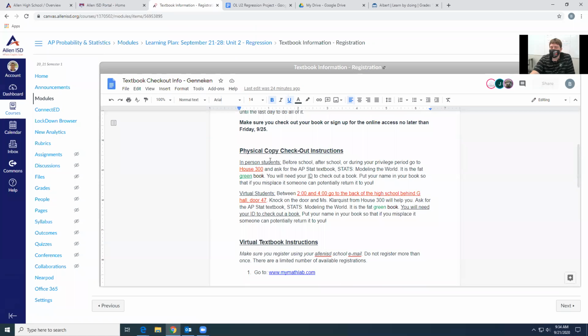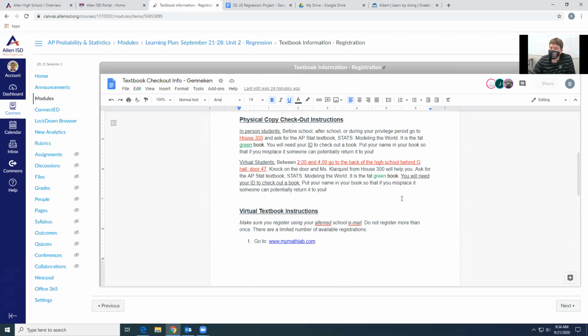If you want a physical copy of the book, then you have to go to the high school. We don't have textbooks here in this building. To the very back of the high school in house 300. If you're a virtual learner, then you just park in that back parking lot real fast. Where the house 300 is, it's the back of G Hall. And then you knock on the door between 2 and 4 o'clock in the afternoon, and Miss Clarquist, who's there, will be looking for you. It looks like a green front cover.